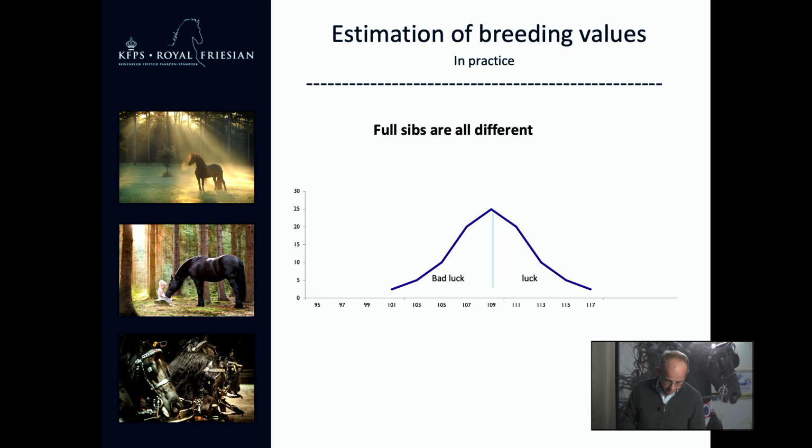On the other hand, you can also have an offspring that's a lot lower than the parent average, and 5% will be at like 103, so they will be a lot less than what you would expect from the parent average. And this is something that you have no influence on.